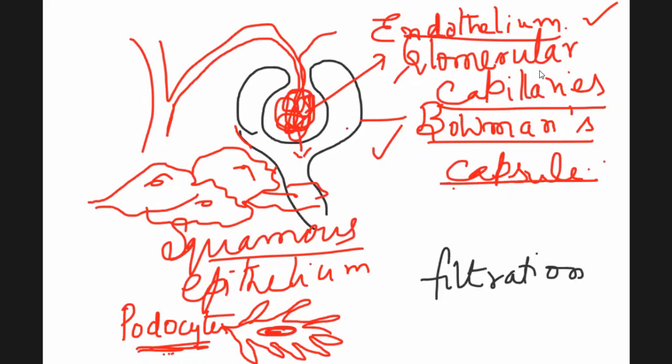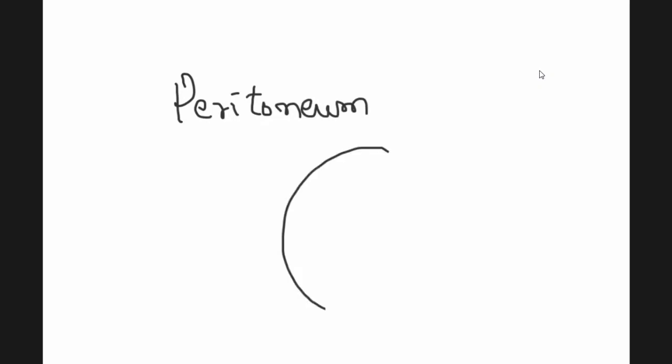Followed? So what is endothelium? Epithelium lining or surrounding the blood. Then I told you about peritoneum. What is peritoneum? It is the layer covering the coelom.